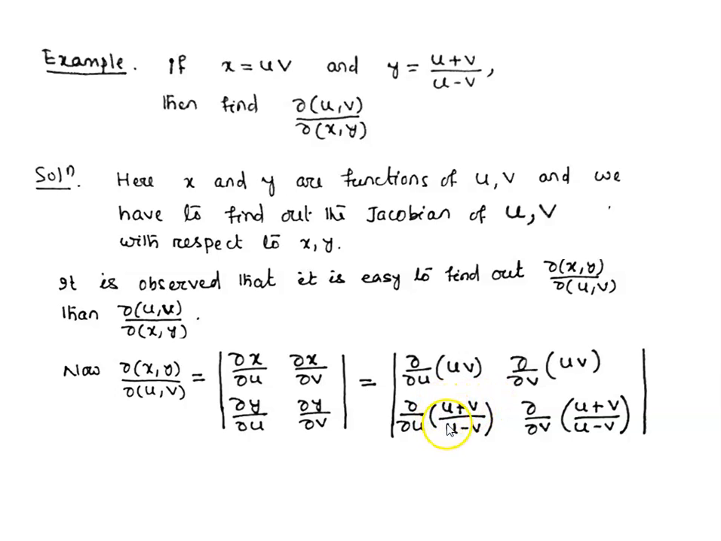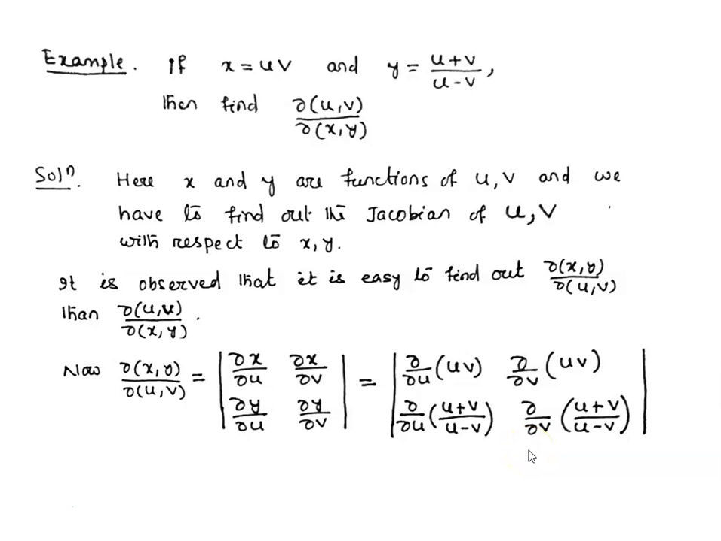Similarly, here we replaced y as u plus v divided by u minus v, because it is given in the example that y is equal to u plus v divided by u minus v. So we have to find out the partial derivative of u plus v divided by u minus v with respect to u. Similarly, here we have del y by del v. That means partial derivative of y, which is u plus v divided by u minus v, with respect to v.